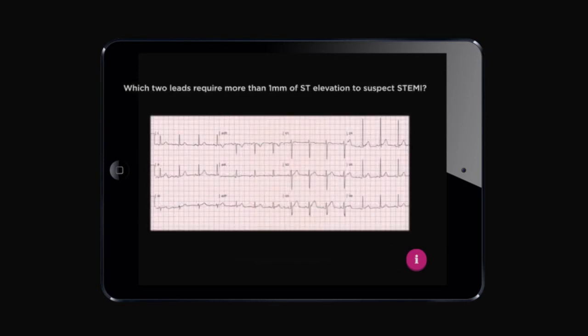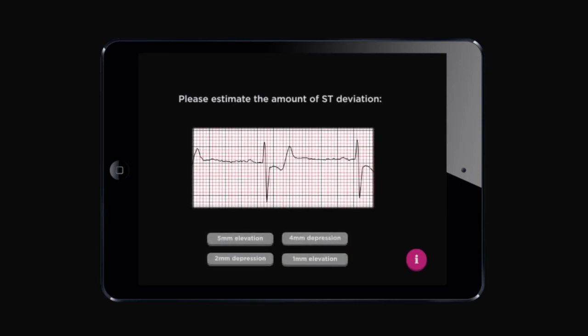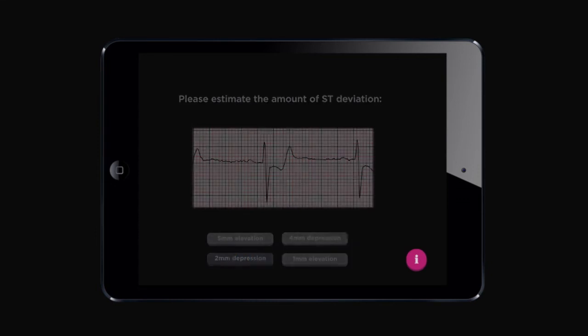A few years ago, the ST segment guidelines changed the amount of ST elevation required to suspect STEMI in certain leads. Currently in V2 and V3, the amount of elevation is determined by age and gender. Once the J point has been found and compared to the isoelectric line, one must estimate the amount of ST deviation, either elevation or depression.